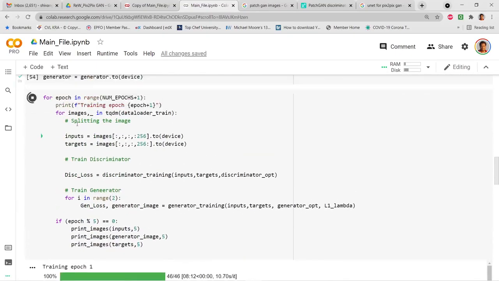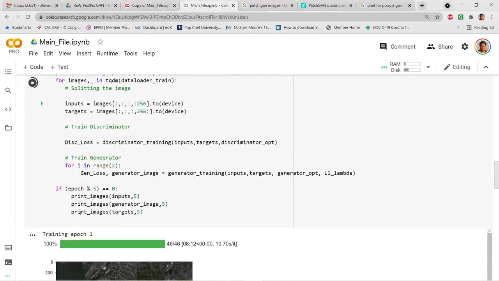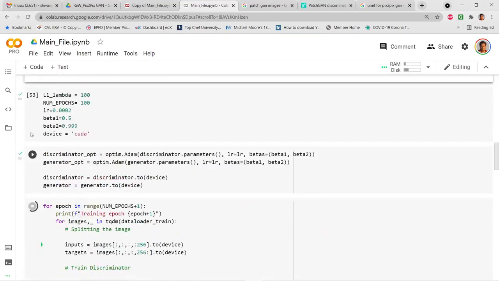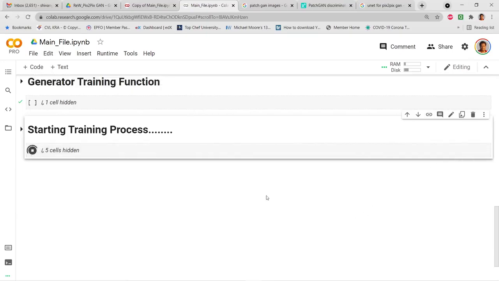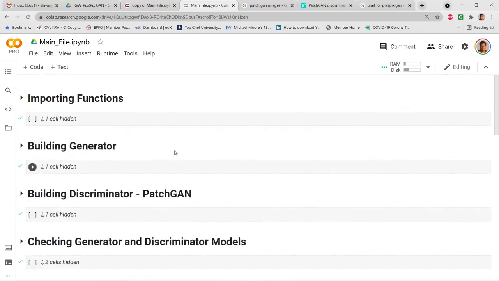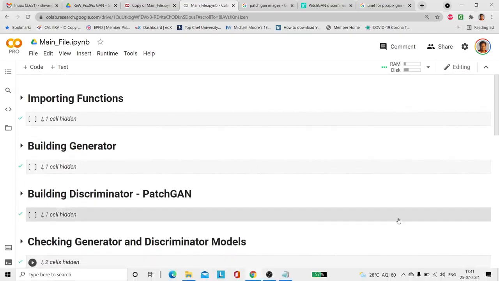So here we are just running the epoch. We are just splitting the images and we are calling those functions, and that's it. We are not doing anything more than that. So it becomes simple and easy to understand, and then we are printing the images after every 5 epochs. So anyway, let's see how things are running. Let us just expand each and everything and see.